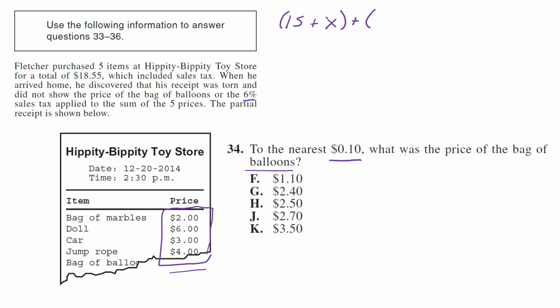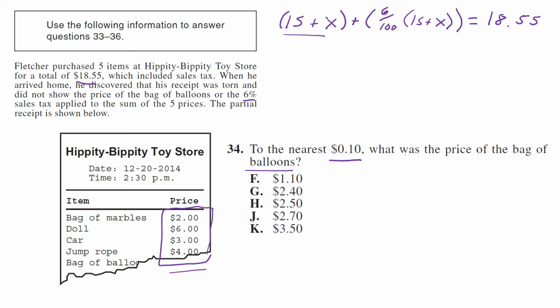So plus 6%, 6 over 100, 0.06 times this cost, 15 plus X. Again, we don't know exactly what that is, so we're just going to call it 15 plus X. And then we know what it equals. We know they paid a total of $18.55. So it equals 18.55. Now we have a formula we can solve.